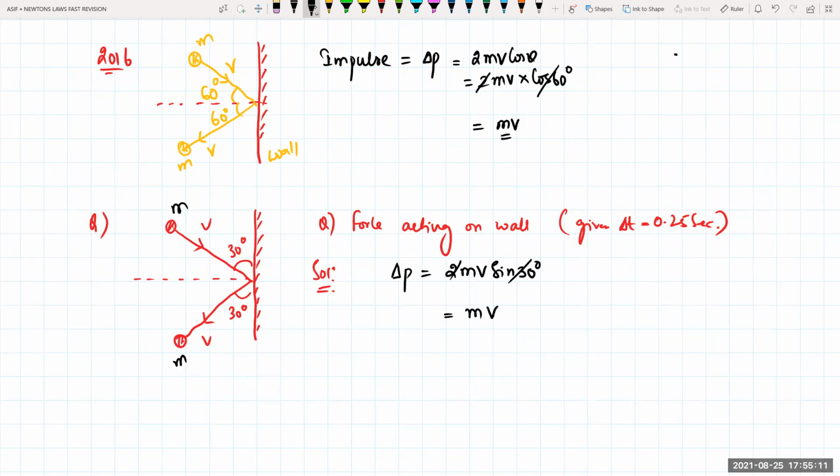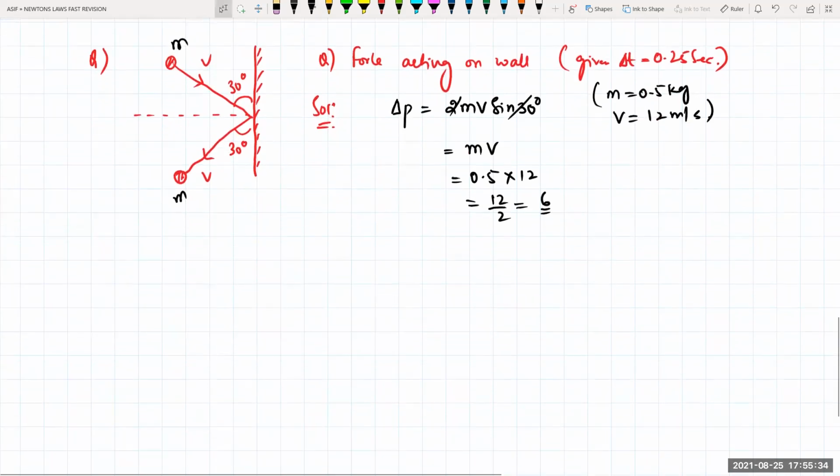Like say in the problem, he has given me mass equal to 0.5 kg moving with a speed of, for example, 12 meters per second. Now tell me, what will be the change in momentum? It is 0.5 into 12, divided by 2, which is 6. So the change in momentum is 6.